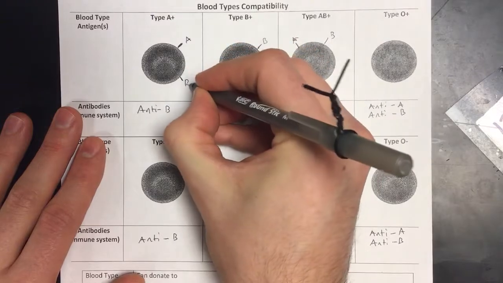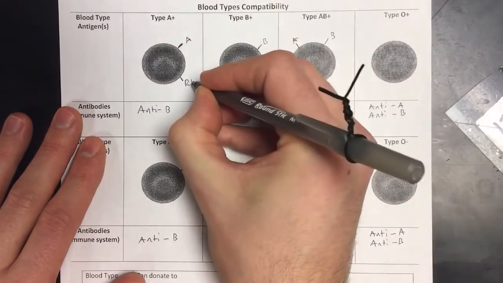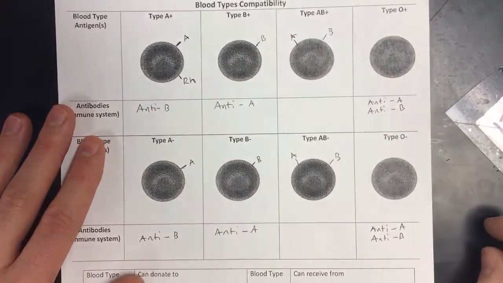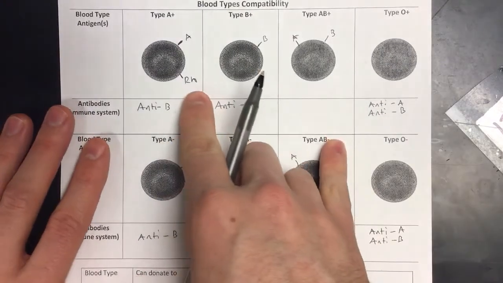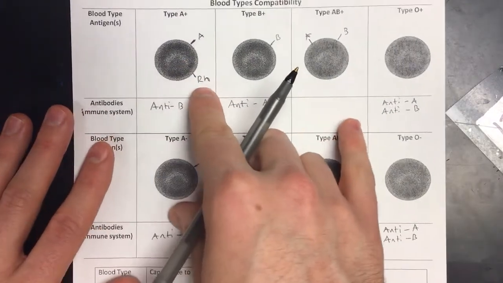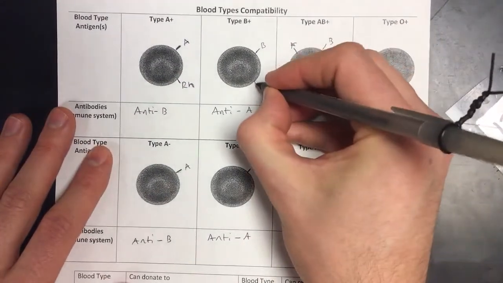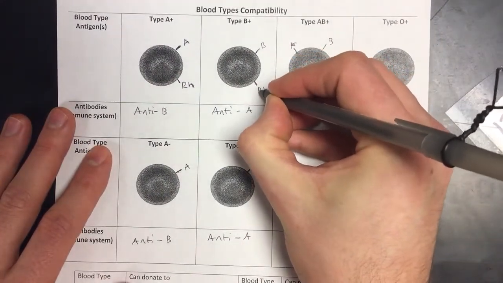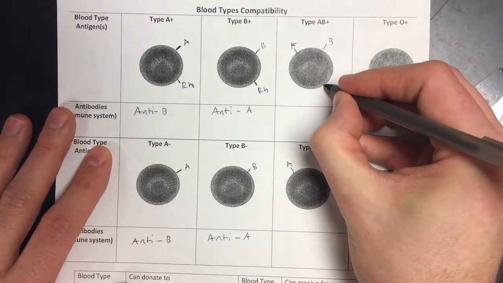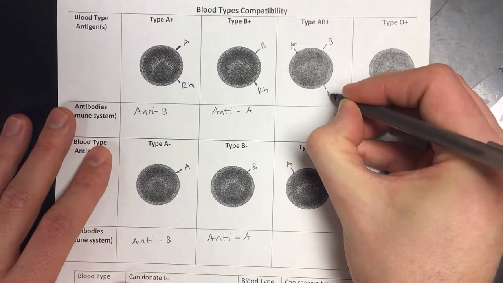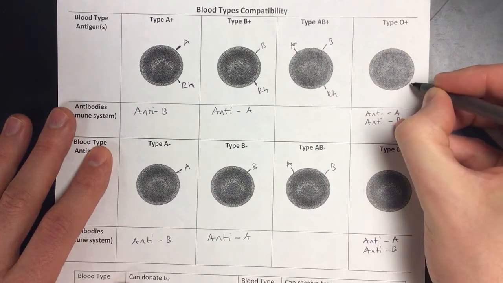And we're going to call it the Rh antigen. I feel like I've heard it called antigen D as well, but we're going to call it the Rh antigen. So you are positive for the Rh antigen. Same thing with B. You're positive for the Rh antigen. And this is very common, meaning most people are Rh positive.